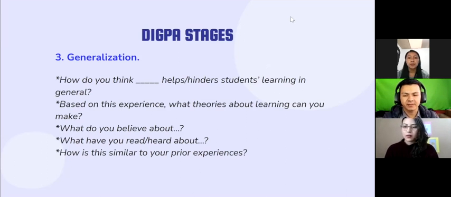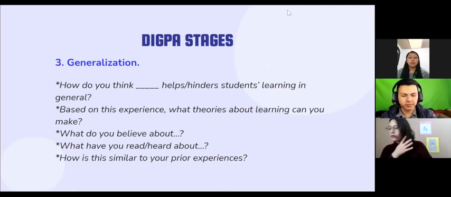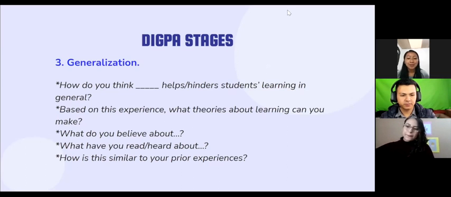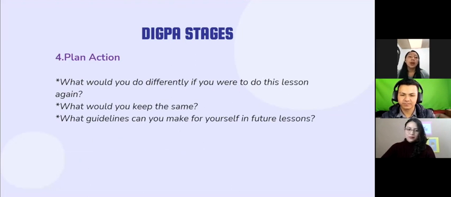Yes. Nice, thank you. The last stage, plan of action. What questions can help us? Okay, for plan of action, which is the last but not the least step from the cycle, you can ask: what would you do differently if you were to do this lesson again? Would you keep the same? What guidelines can you make for yourself in future lessons?